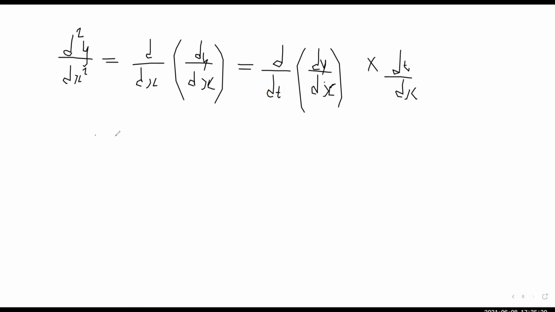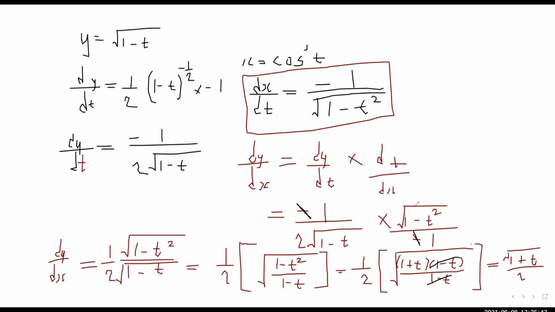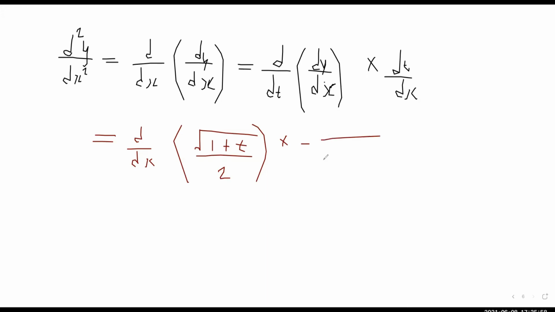So what we have to do now is, first we have to find d/dt of what we just found, dy/dx. dy/dx is the square root of 1 plus t, divided by 2. That's what we got for dy/dx. And then what we have to do now is multiply that by dt/dx, where dt/dx was the square root of 1 minus t squared over negative 1. Rewriting that, dt/dx was minus the square root of 1 minus t squared. Instead of putting it as over negative 1, just put the negative on the inside.